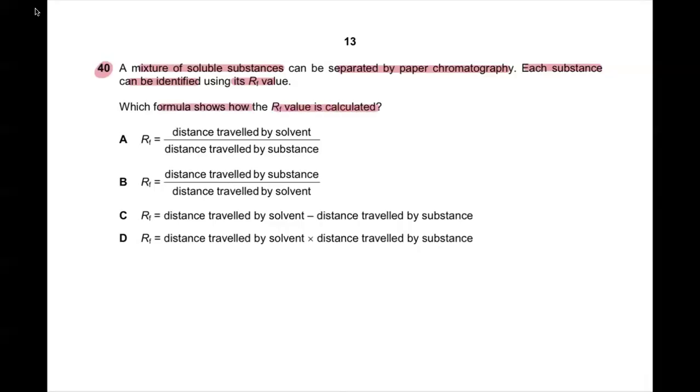Okay. B. Distance traveled by a solvent. Okay. A goes wrong. Okay, very good. So B is the correct answer because the solvent over here is always in the denominator. It's not in the numerator. The distance traveled by a substance divided by the distance traveled by a solvent. Yes. So B is the correct answer. Over here, it's a minus and multiplication. So that makes C and D go wrong. And so we are only left with option B, which is the correct one.